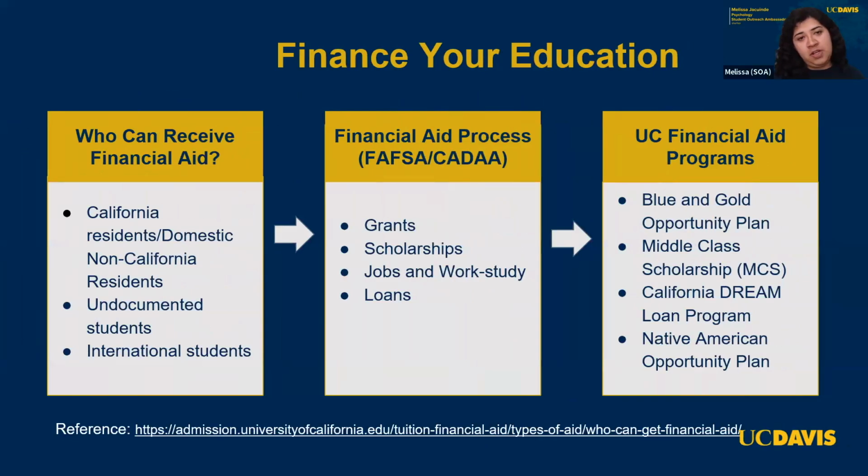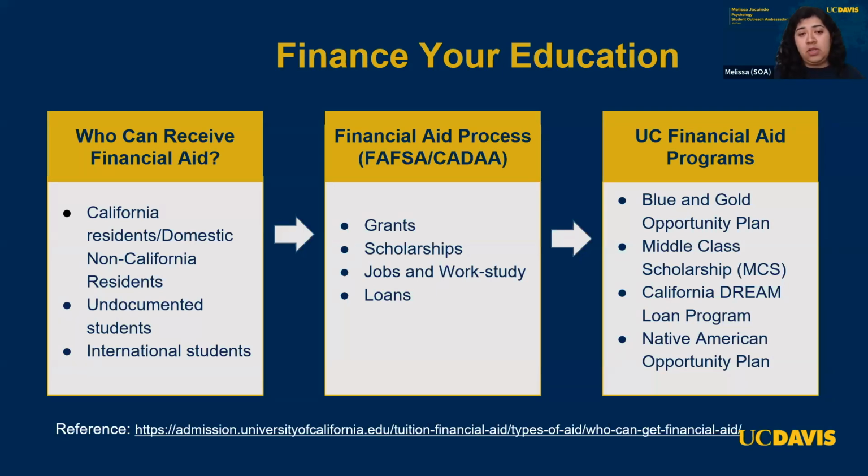Right, so here are some options for financing your education. So you can have financial aid if you're a California resident, or if you are AB 540. You have the financial aid process through FAFSA, and that qualifies you for grants and scholarships. But we also have specific UC financial aid programs. So we have the Blue and Gold Opportunity Plan. This is across UCs. Basically, if your family's annual income is $80,000 or less, you qualify for financial aid. You don't pay tuition or fees under this program.